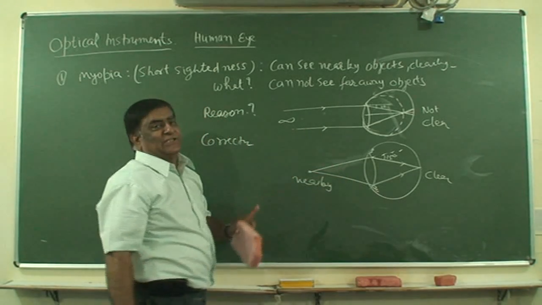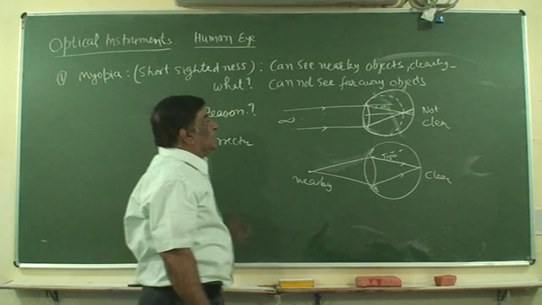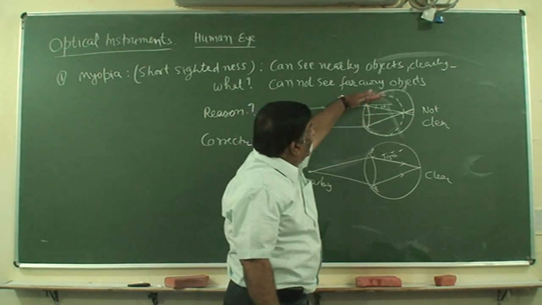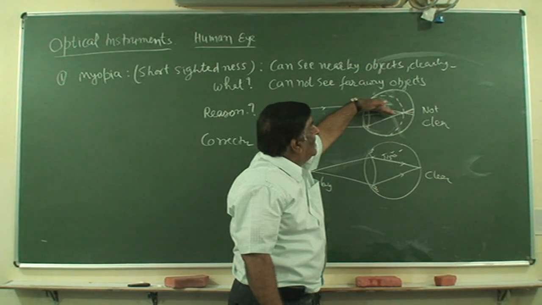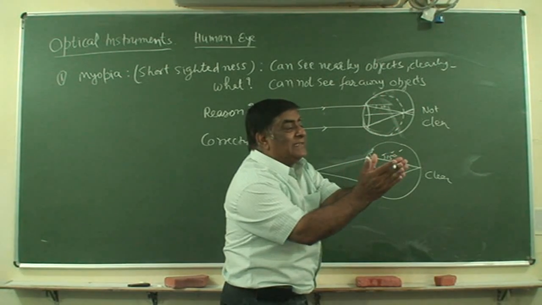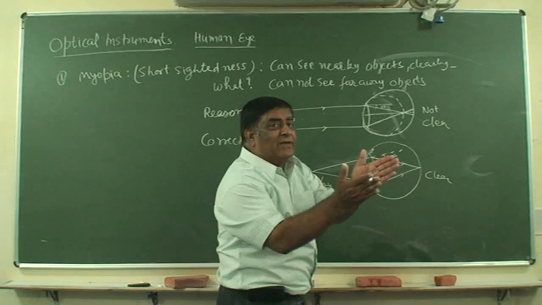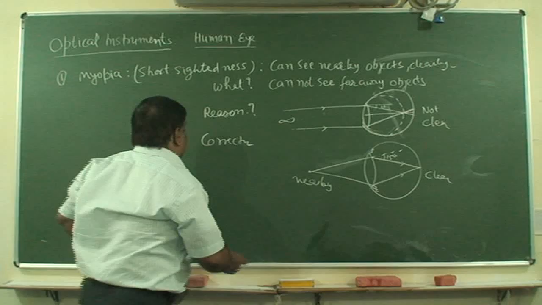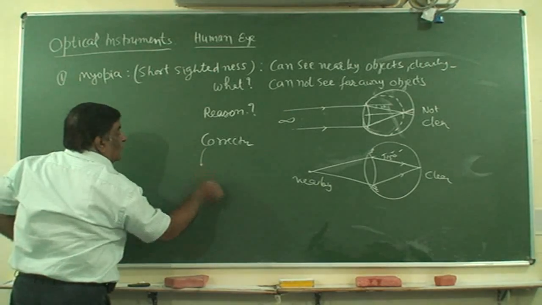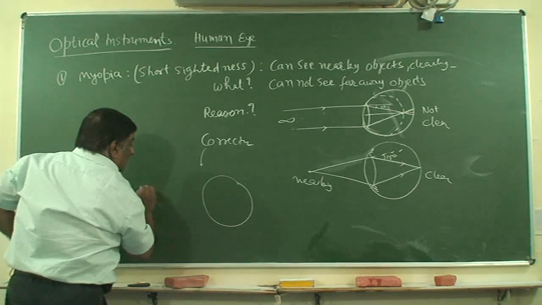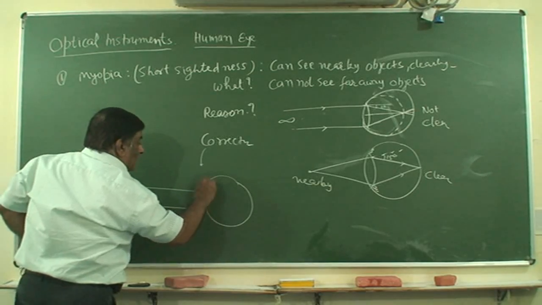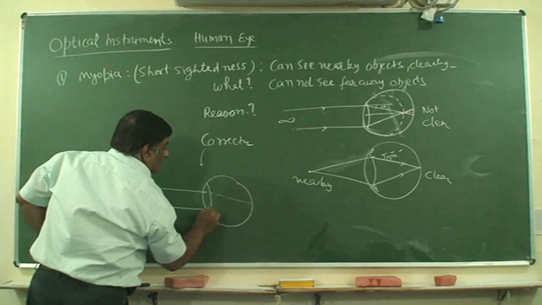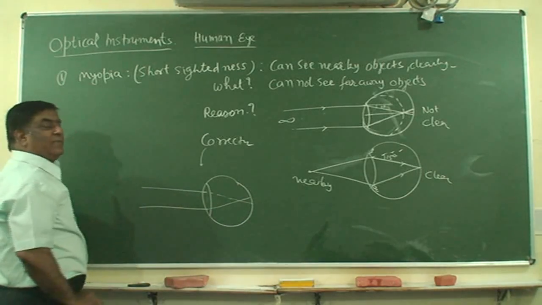Now how do we make the corrections? The answer is, this bending has to get a little less. So the rays have to be dispersed, they have to be diverged. If they have to be diverged, we need a diverging lens. So in correction, what do we do? The rays are coming here parallel. This is the eye. Normally it will go like this because it is a defective eye.